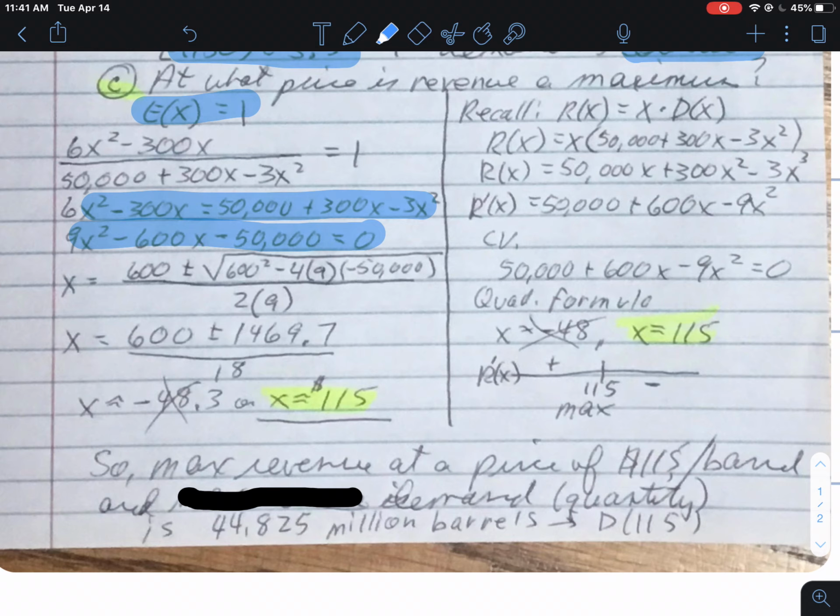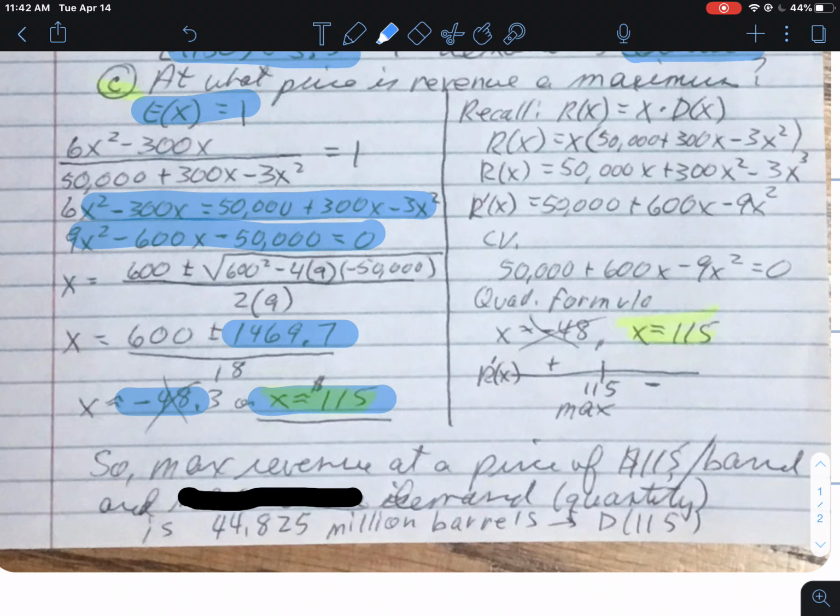Maybe just a couple of reminders when you're doing that. I approximated the square root because we're in an application. I want a usable value here. And then we had the plus or minus in that numerator. On the minus side, you get approximately negative 48.3. And on the positive side, 600 plus the 1464.7 divided by 18, you get x equal to $115.